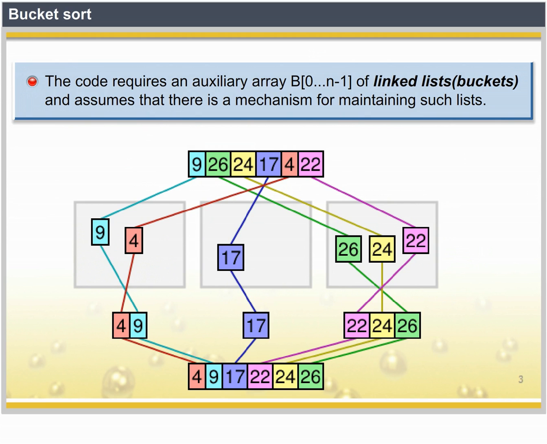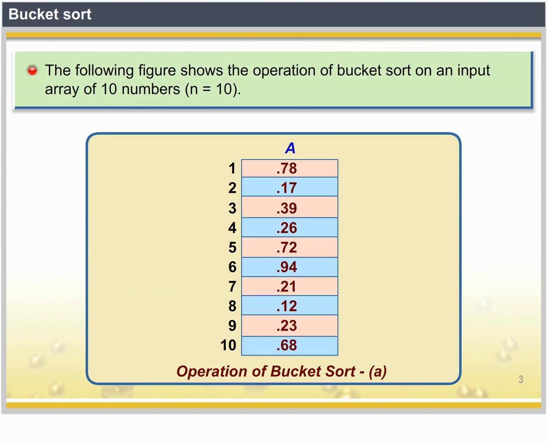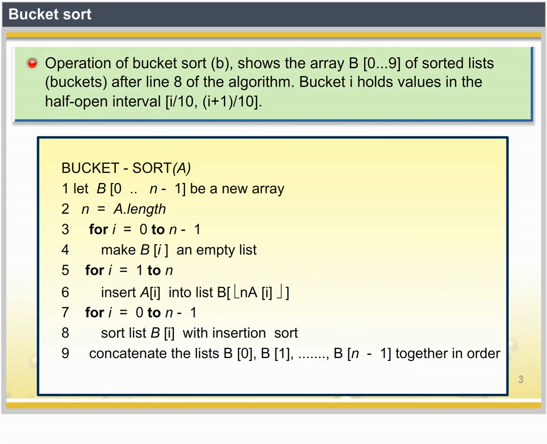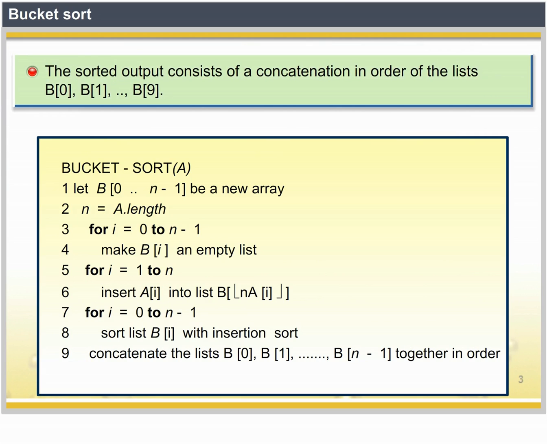The following figure shows the operation of bucket sort on an input array of 10 numbers, that is, n equals 10. This figure shows the input array A[1..10]. It also shows the array B[0..9] of sorted lists, or buckets, after line 8 of the algorithm. Bucket i holds values in the half-open interval [i/10, (i+1)/10). The sorted output consists of a concatenation in order of the lists B[0] up to B[9]. The below figure shows the bucket sort routine.